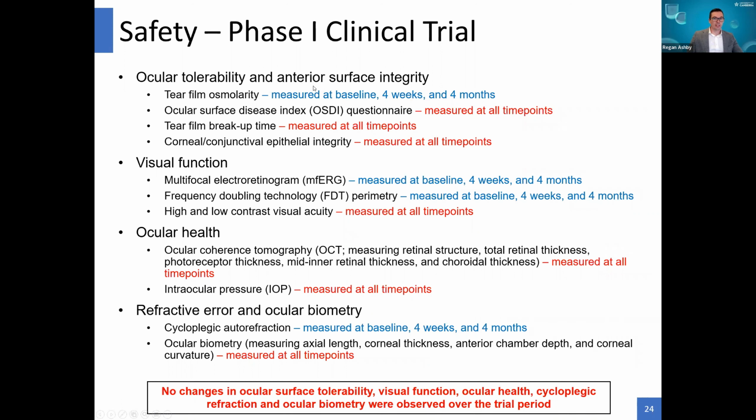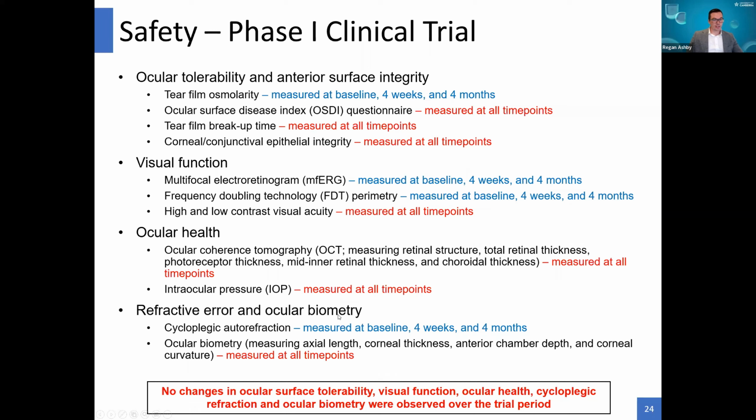So for ocular tolerability and anterior surface integrity, we looked at tear film osmolarity. We had the participants undertake an ocular surface disease index questionnaire. We looked at tear film breakup time, corneal and conjunctival epithelial integrity. For visual function, we did multifocal electroretinogram, we did perimetry, and we did high and low contrast visual acuity. For ocular health, we mainly did OCT measures to look for retinal thickness, choroidal thickness, and so forth. And we also looked at intraocular pressure.